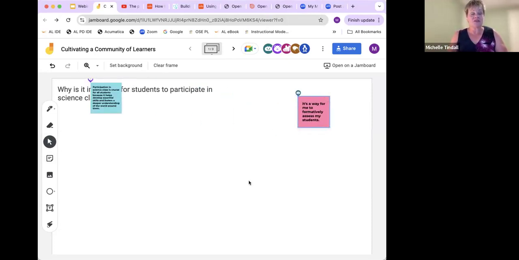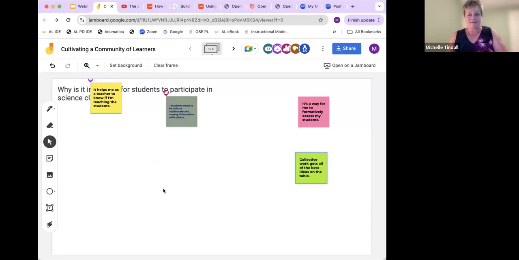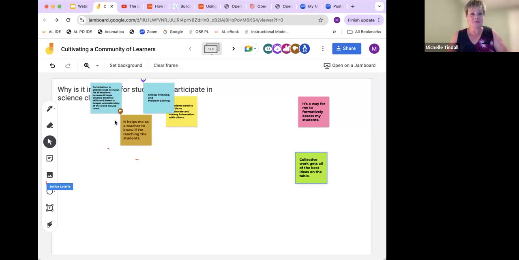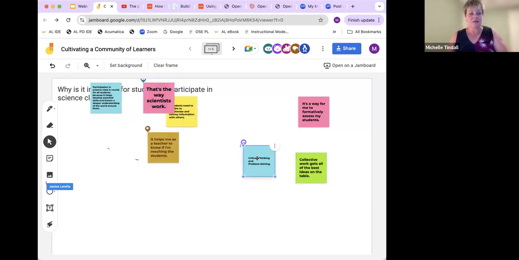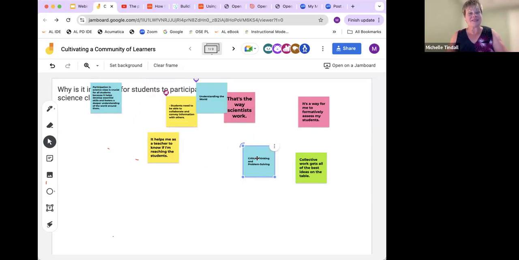Okay, a way to formatively assess students. Nice. Okay, collective work gets all the best ideas on the table. Critical thinking and problem solving. Helps me to know if I'm reaching students. And that's the way scientists work. Isn't that the truth? Like the way scientists and all of our community work. So it's just the way that we get business done, by everybody participating, understanding the world.